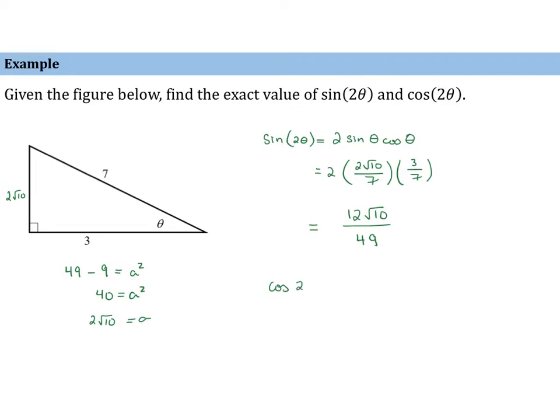Cosine of 2 theta, we can use any one of the 3 identities. And if we want to avoid the square root here, we can easily use 2 cosine squared of theta minus 1, which will yield 2 times, and now the cosine of theta here is 3/7. So we'll square that and subtract 1. So this gives us 2 times 9 over 49 minus 1. And so this gives us negative 31 over 49.